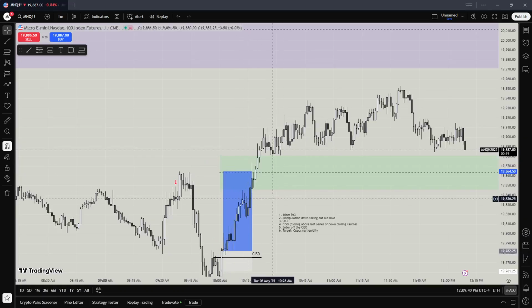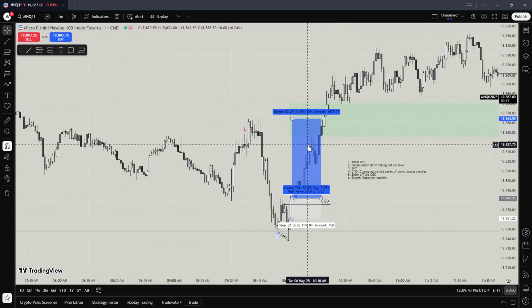This risk to reward is great. 329 ticks, that is more than enough. You don't want to get greedy.